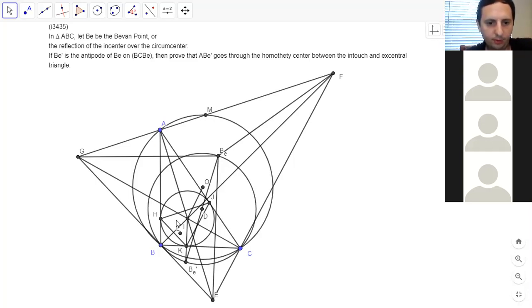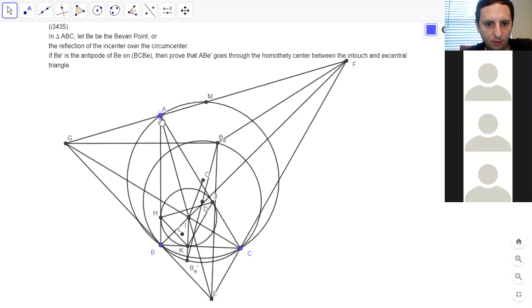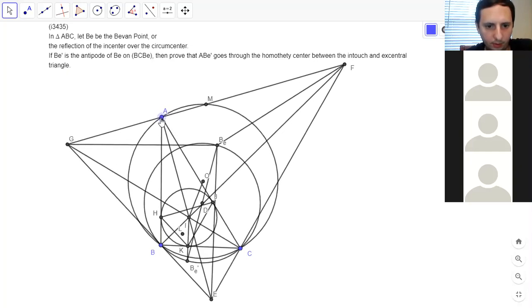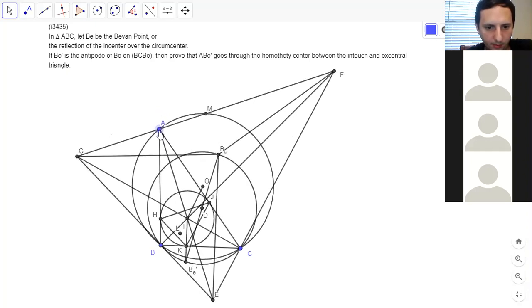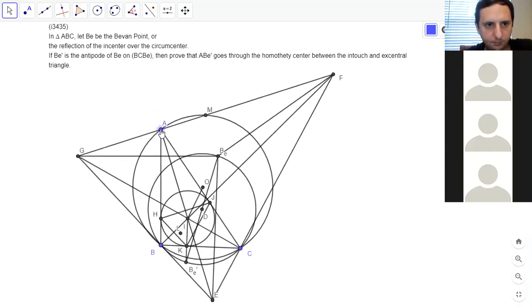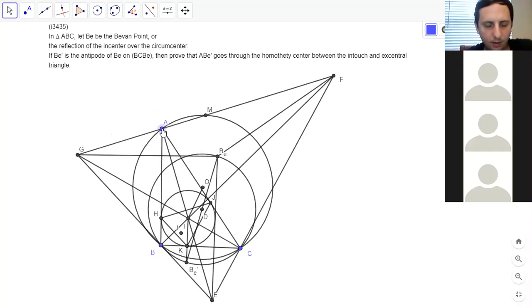But yeah, it's interesting that IBE prime is perpendicular to BC. I would not have expected that. We start by just trying to prove that IBE prime is perpendicular to BC.